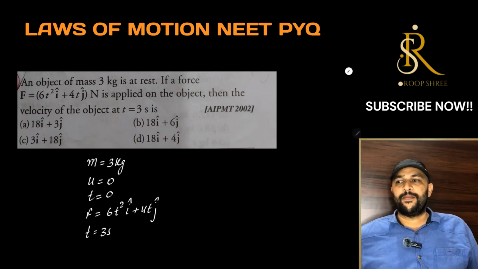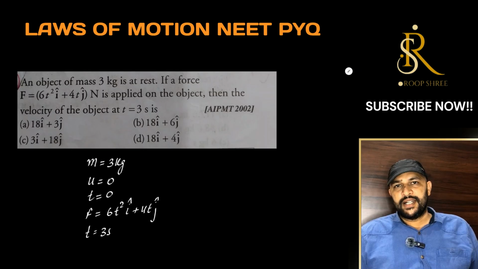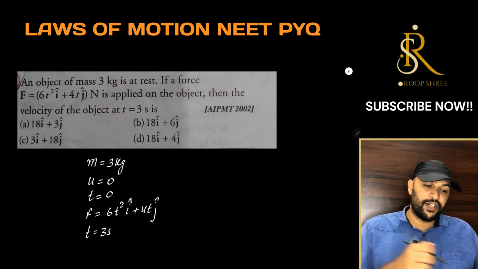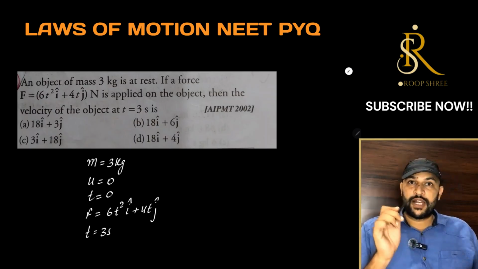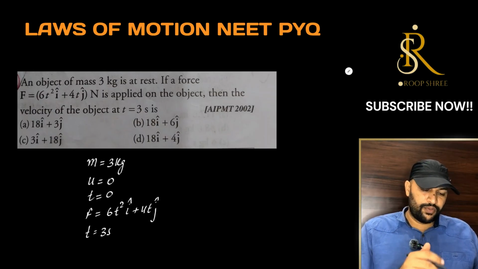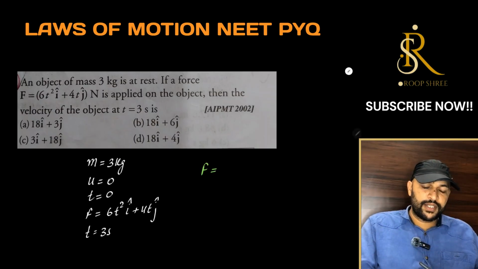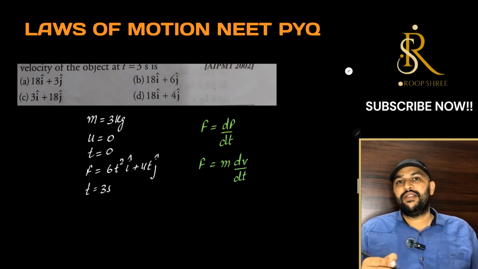Now many students, they can directly divide this force by the mass and find the acceleration and then substitute t. Be very careful, here the force is given as a function and not as a vector or any magnitude value. So what we will do here is make use of Newton's second law. What does our Newton's second law say? It says F equals dp by dt, and putting p we get F equals m dv by dt, correct? So from this equation we can directly find the velocity.